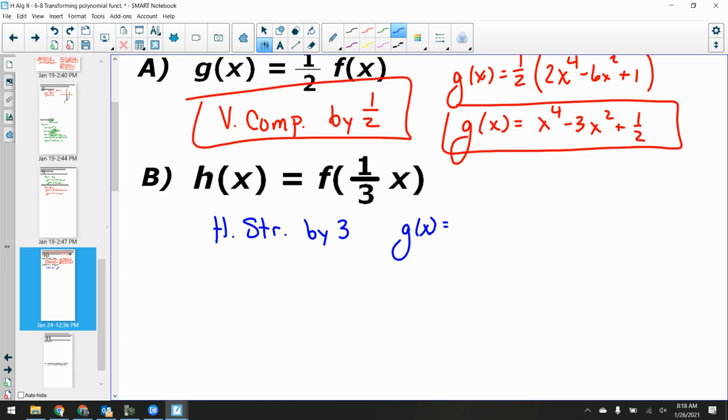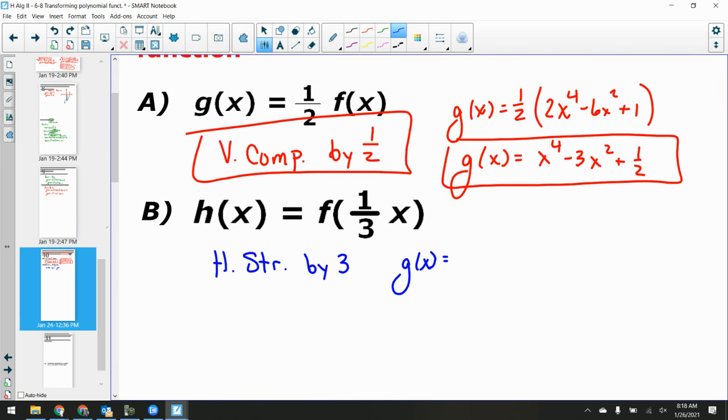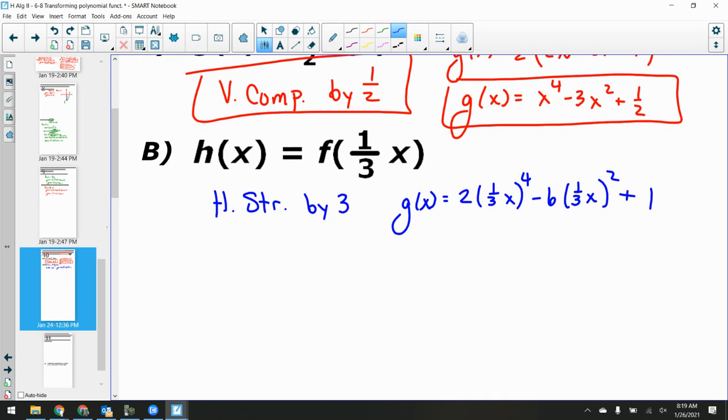that function and remove x, and in its place write 1/3 x. So it was 2x to the fourth, so it's going to be 2 times 1/3 x to the fourth. It was minus 6x squared, so it's going to be minus 6 times 1/3 x squared. And then we got this plus 1. Notice again, I'm taking out x, and in its place I'm writing 1/3 x. This is the case where I can distribute that power in, because there's no plus or minus signs. It's not a binomial, it's still a monomial. So I can just distribute that power in.